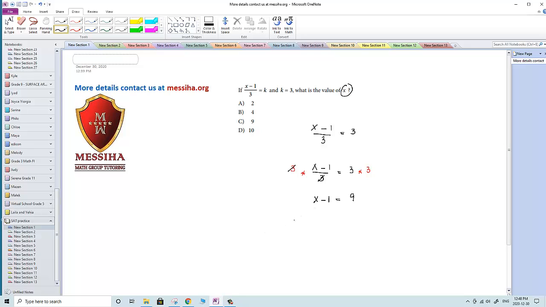Again, to isolate x, I need to do a small change. If this is x minus 1, why don't I add 1 to isolate the x? But whatever I'm doing at the left side, I have to do at the right side. So I was adding plus 1, that means I need to add plus 1 to the right side. So now, negative 1 plus 1 equals x, and 9 plus 1 equals 10. So the value of x equals 10. So choice D is the right one.